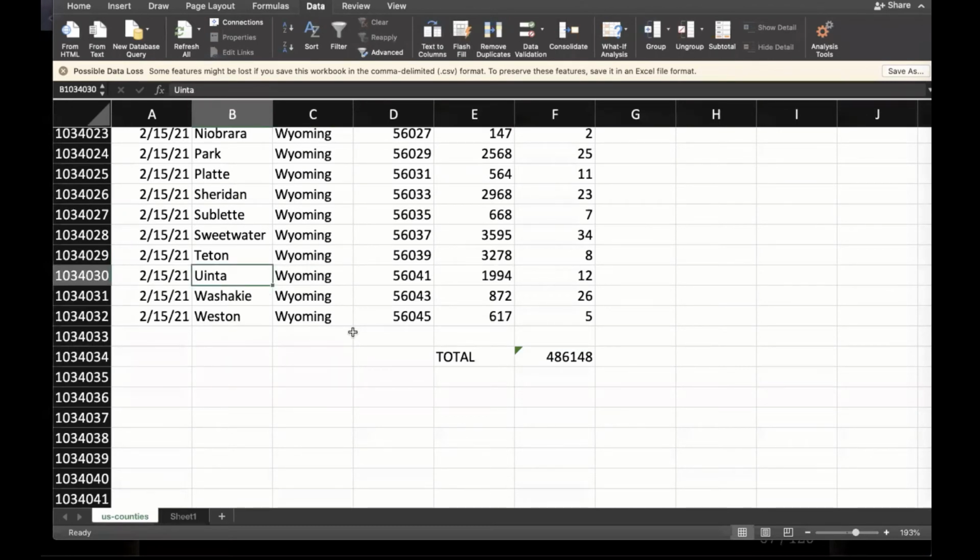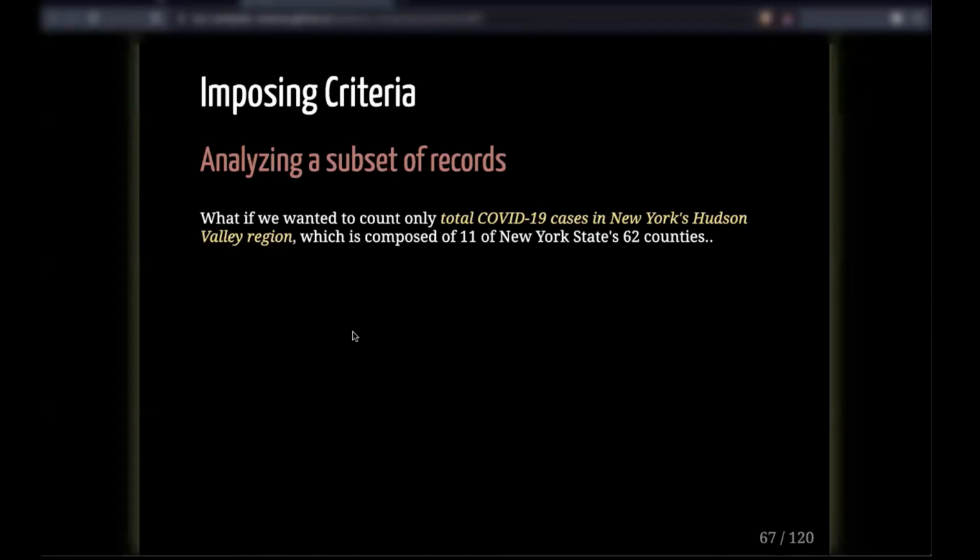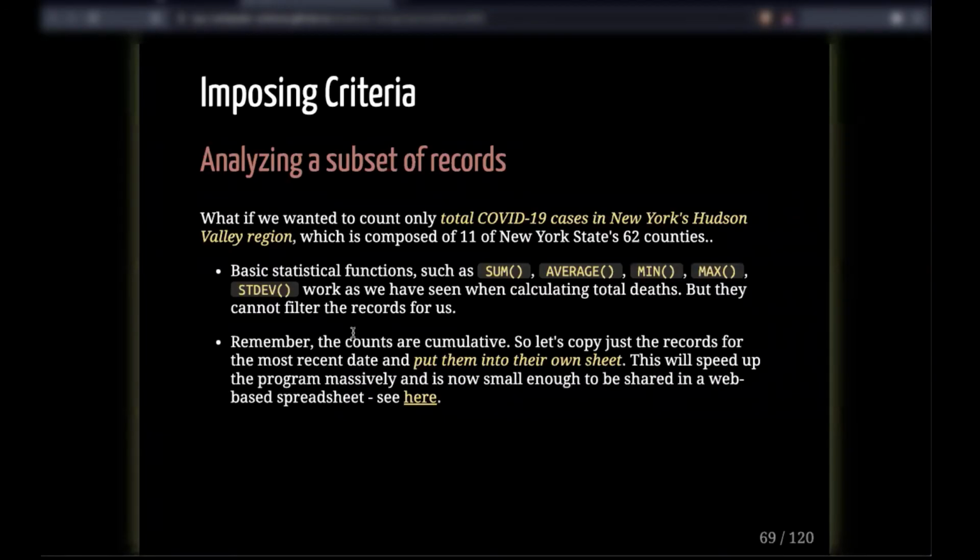So this is the problem here. We have a giant data set. We want to just sum up the records that have county name as one of the Hudson Valley counties. So that's the issue here.